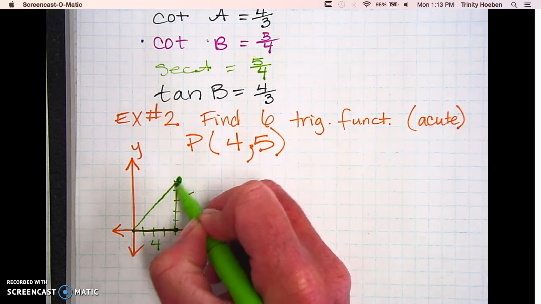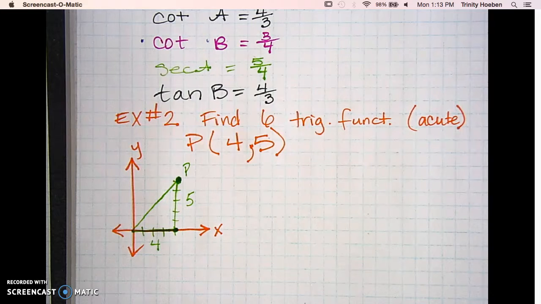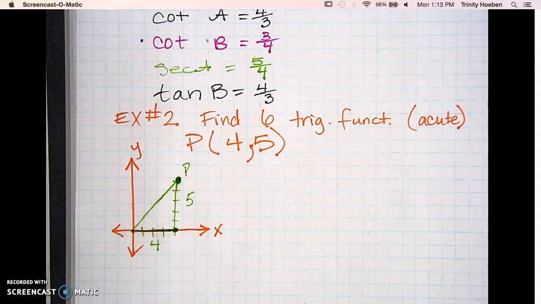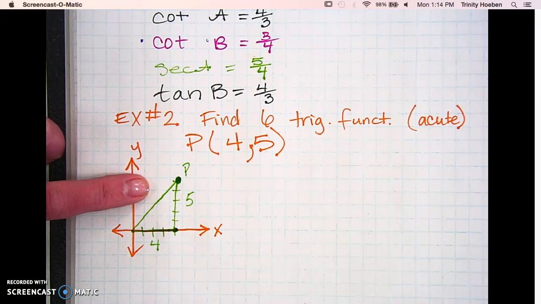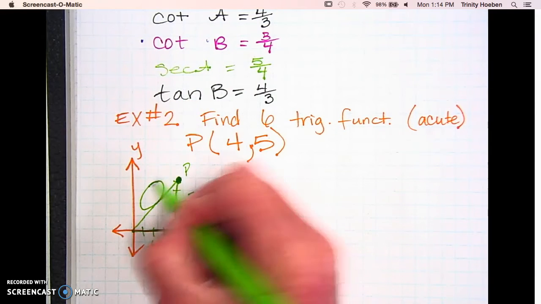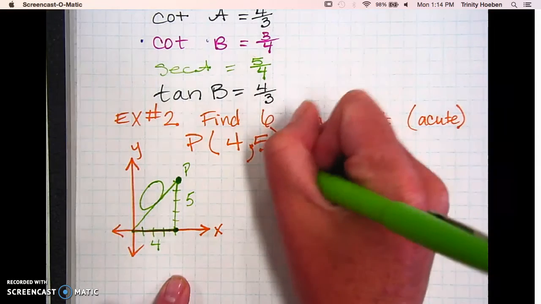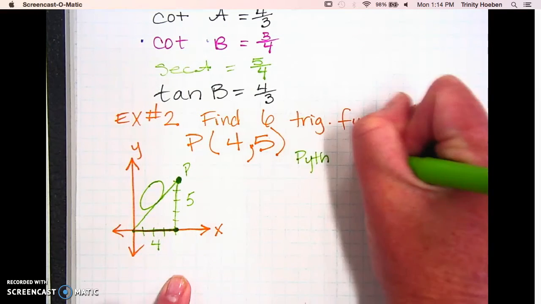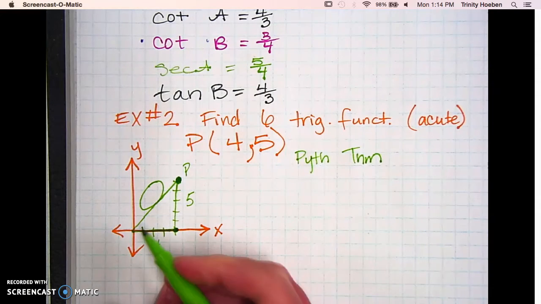We're going to draw in the hypotenuse. Call that point P up there. It looks like it should be a Pythagorean triple, but it's not. Because the hypotenuse should be the longest side, right? So in order to get that longest side, we need to use something we learned way back in geometry called the Pythagorean Theorem. So these are our 2 legs.